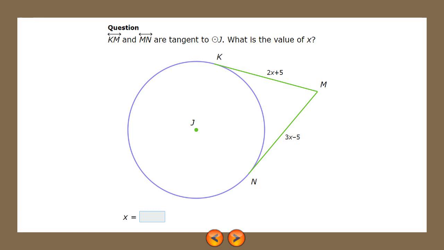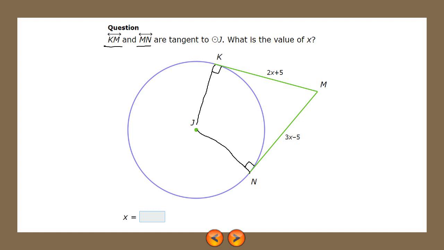Here, we're again told that KM and MN are tangent to the circle. But I don't have any angle information anymore, so I don't need to worry about it being a 90-degree angle right here. It is, if I draw a radius connecting J to N or J to K, it is technically a right angle. But that's not the relevant thing.